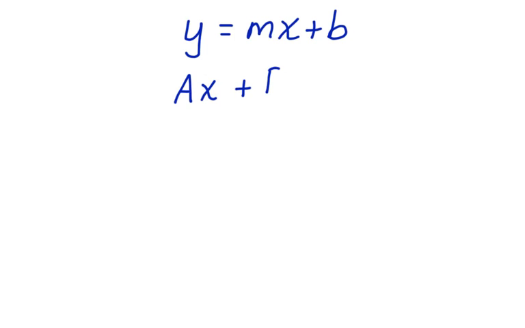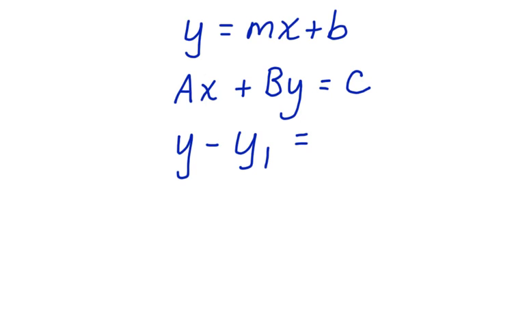First, there are different forms of linear models. One is slope-intercept form, where y equals mx plus b. Then we also have standard form, ax plus by equals c, where a, b, and c are integers and a and b are not both 0. Then finally we have point-slope form, y minus y1 equals m, the slope, times the quantity x minus x1, where x1 and y1 represent the coordinates of a point on the line.